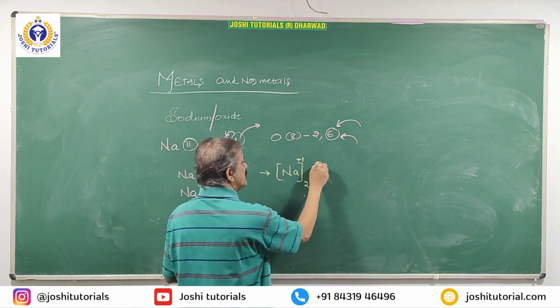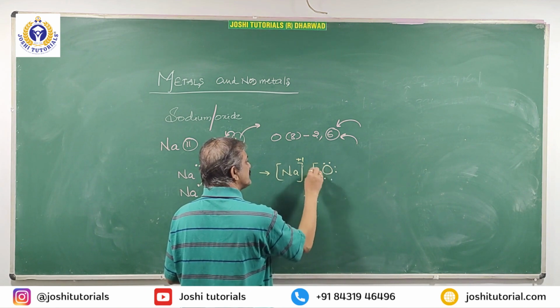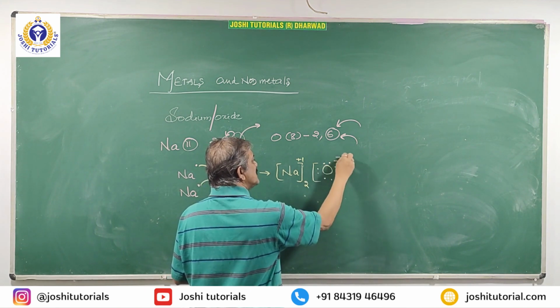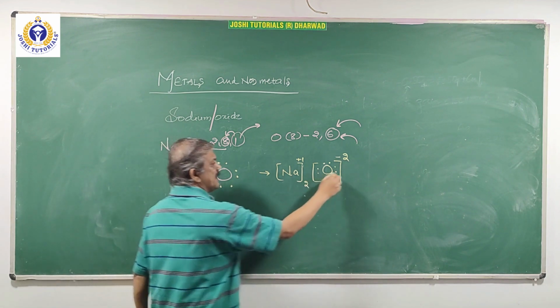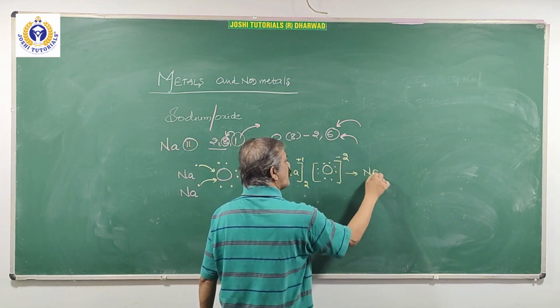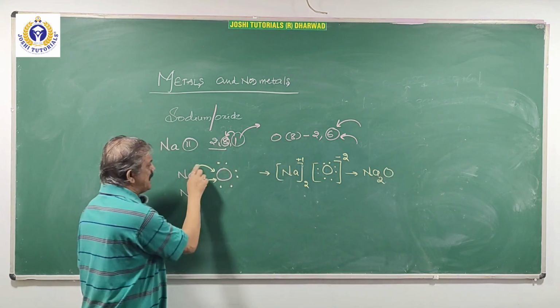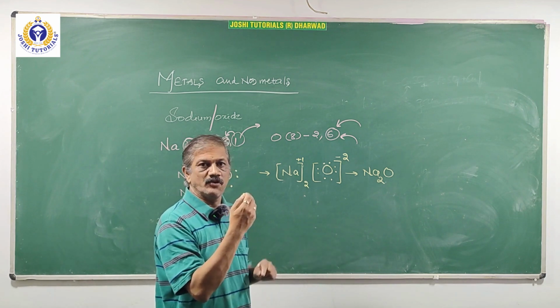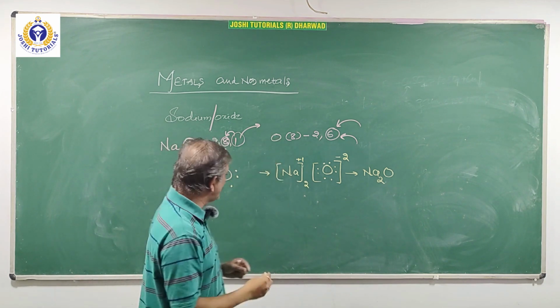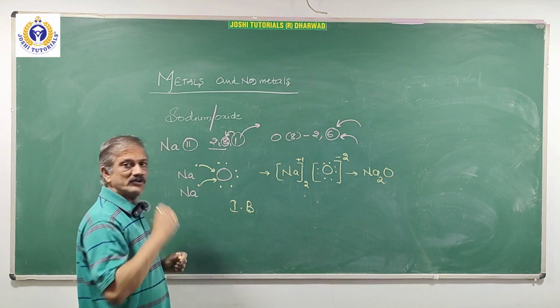And oxygen, 1, 2, 3, 4, 5, 6, 7, 8. It has accepted 2 electrons. That is why it leads to a formula called Na2O. Here, there is complete transfer of electrons, valence electrons. It leads to a type of bond called ionic bond.